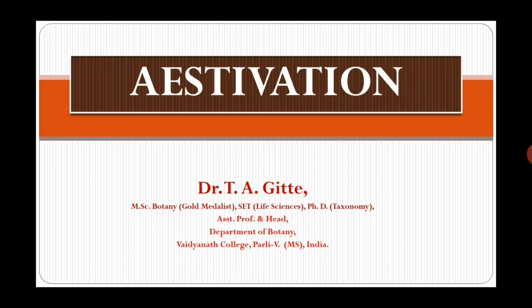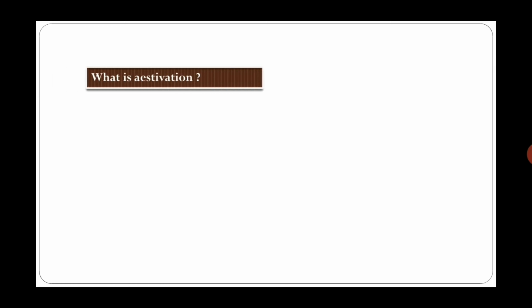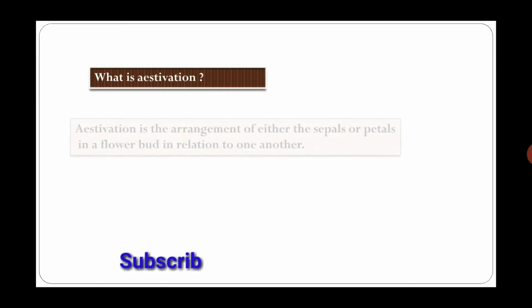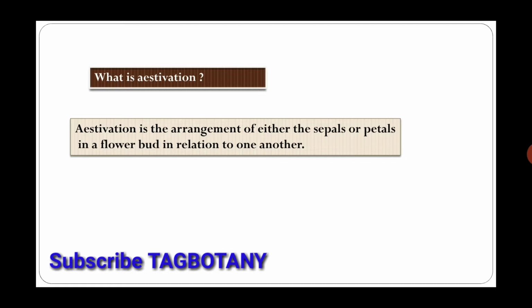Friends, today's topic is estivation. So let us begin with the question, what is estivation? Estivation is the arrangement of either the sepals or petals in a flower bud in relation to one another.